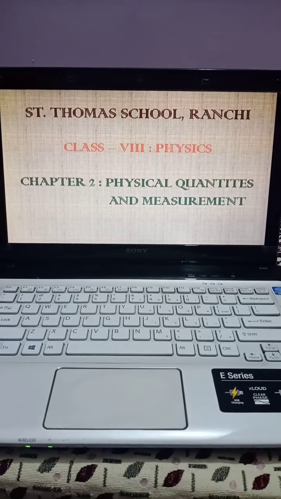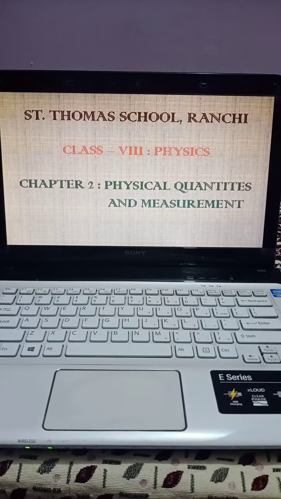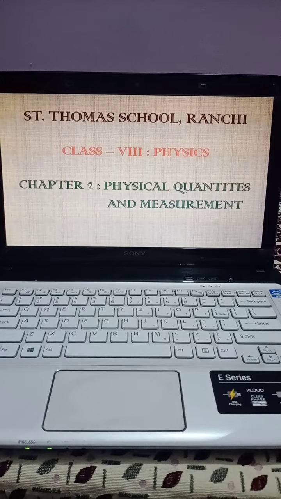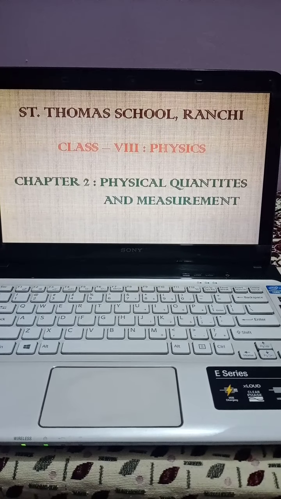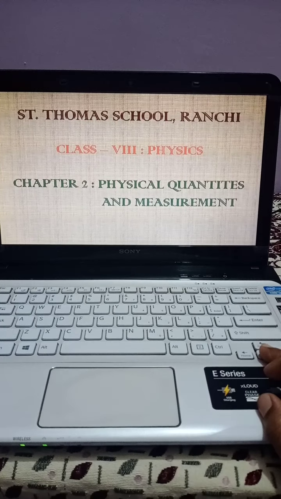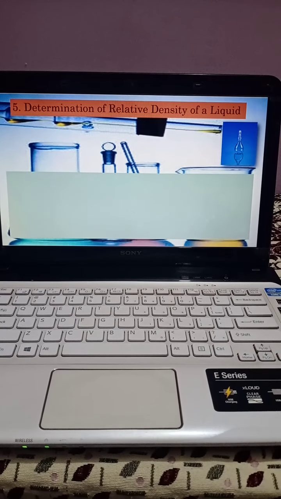Hi everyone. So this is the second part of the video for class 8 student physics of St. Thomas School Ranchi, and we were earlier seeing chapter 2 physical quantities and measurement. Today we are going to see the topic from this chapter, how to determine relative density of any unknown liquid.